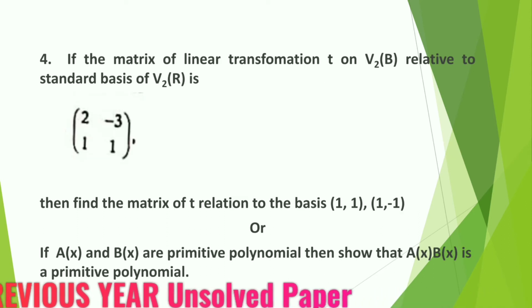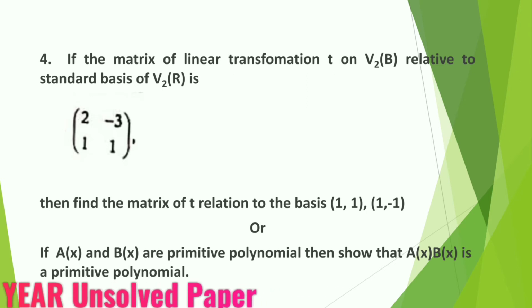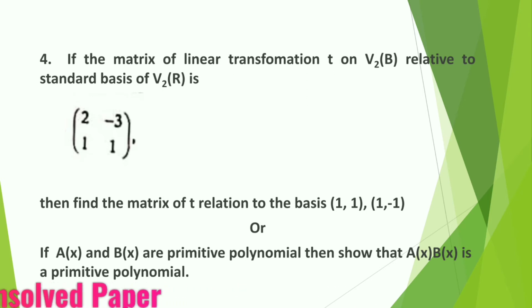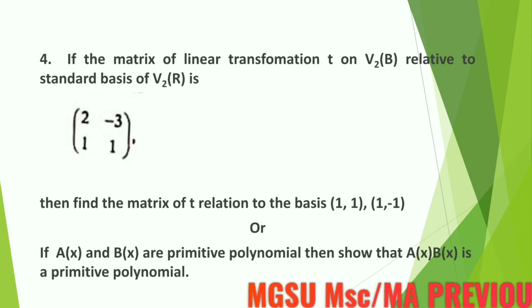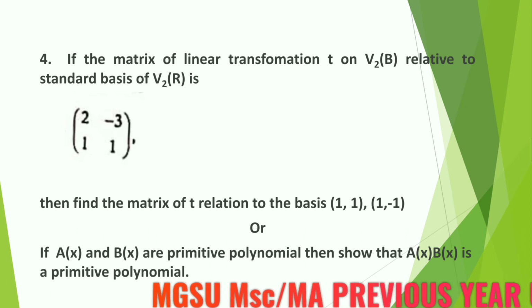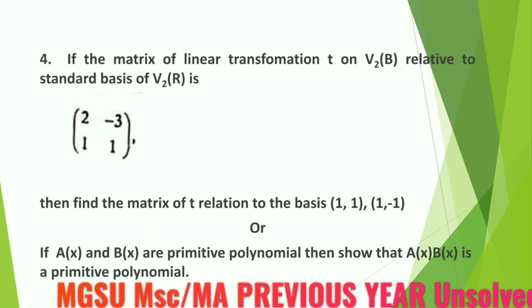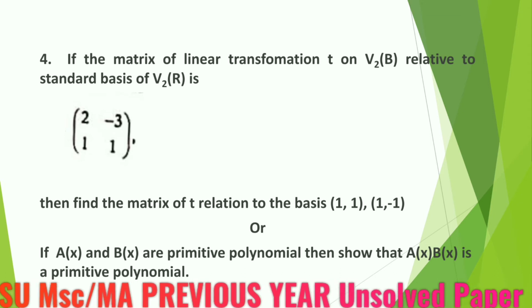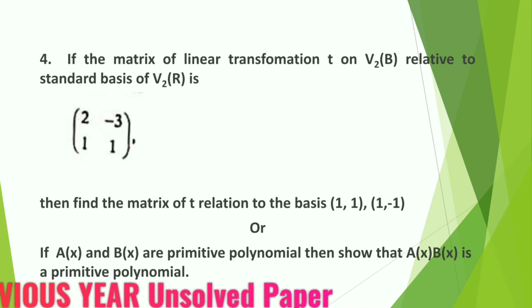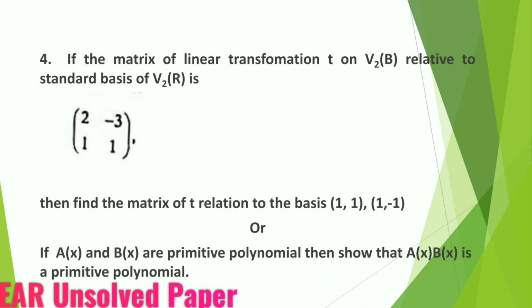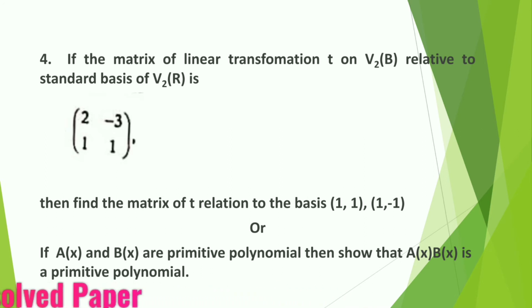Fourth, if the matrix of a linear transformation T on V2(R) relative to the standard basis of V2(R) is a given matrix, then we have to find the matrix of T relative to the given basis. Or, if f(x) and g(x) are primitive polynomials, then show that f(x)g(x) is a primitive polynomial. Means if f(x) and g(x) are two primitive polynomials, then the product of f(x) and g(x) will also be a primitive polynomial. We have to prove this.